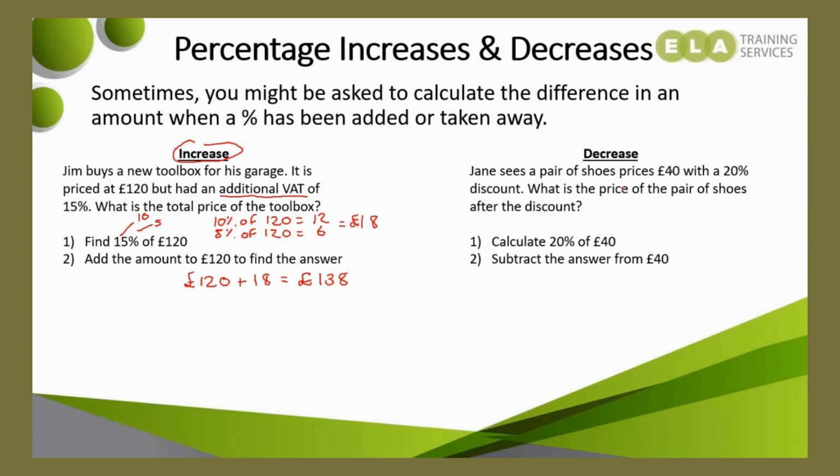So we calculate 20% of the amount, so 2 lots of 10%. 10% would be 4. We can then do 20%, which would be 4 times 2, which would be £8. So that is an £8 discount Jane's got on her shoes. Then to find out the price, 40 take away 8 leaves us with 32. And 32 is our answer after our discount.